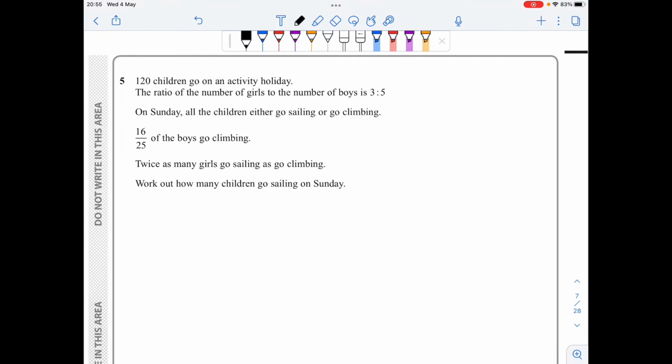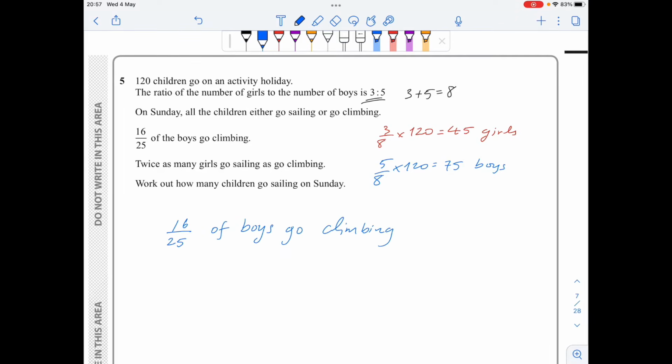For question 5, note that since my ratio is 3 to 5, I have a total of 8 parts. Now, 3 parts are girls, so 3/8 of 120, which is 45, are girls, which means that 5/8 of 120, which is 75, are boys. We are given that 16 over 25 of the boys go climbing, which means that the rest 9 over 25 of the boys go sailing.